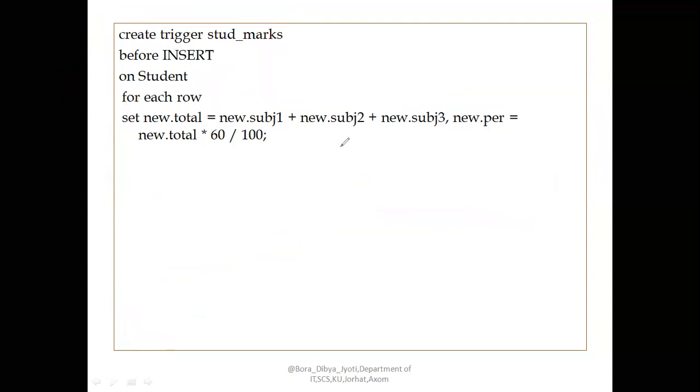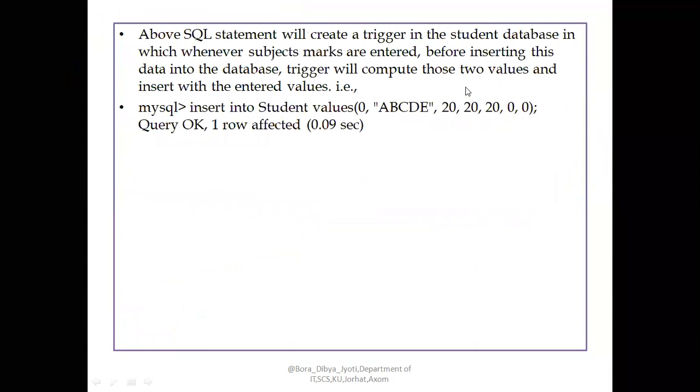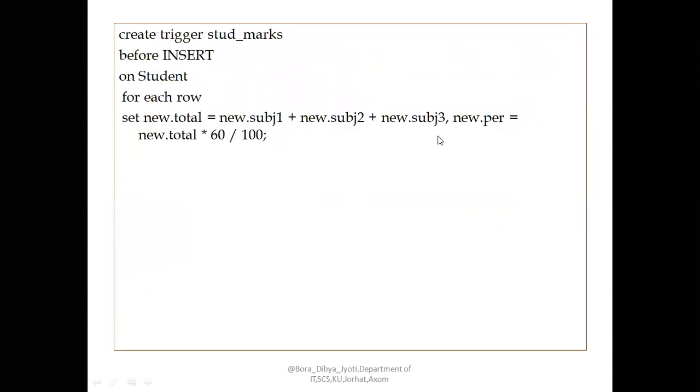This is an example. Now above SQL statement will create a trigger in the student database in which whenever student subject marks are entered before inserting this data into the database. जब मतलब database में insert करने से पहले trigger will compute these two values and insert the entered values. That is MySQL insert into student values 0, let's say A B C D E, ठीक है. tables का आपका attributes का नाम दिया है B20 20 20, जो भी वैल्यू आप देना चाहते हो, क्वेरी ओके 1 रो अफेक्टेड. तो ये करके देखोगे आप, this practical you will do it and you will let me know about this.